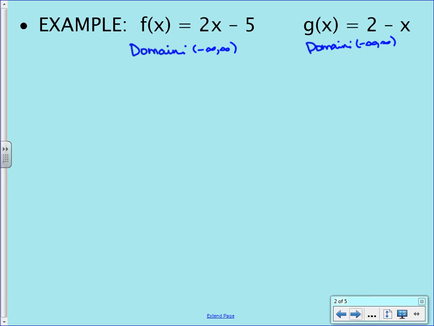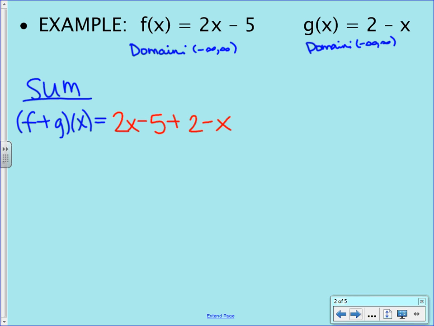All right, so let's start with the sum. I want to find f plus g of x. All we have to do is take f, 2x minus 5, and add it to g, 2 minus x. What is the sum of these two functions? You agree? X minus 3? Great. And what's the domain of the result? Also negative infinity to infinity. Awesome.